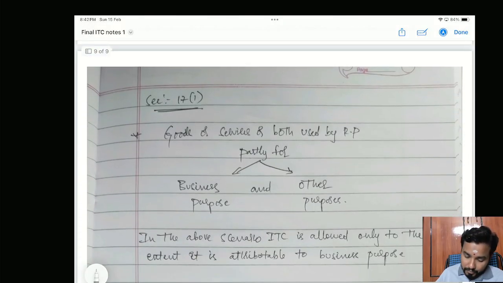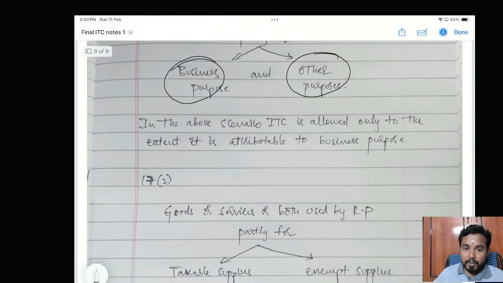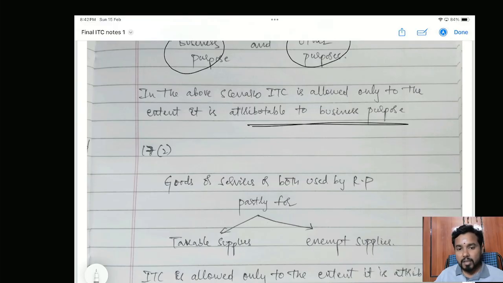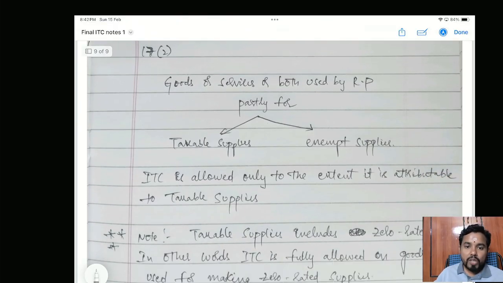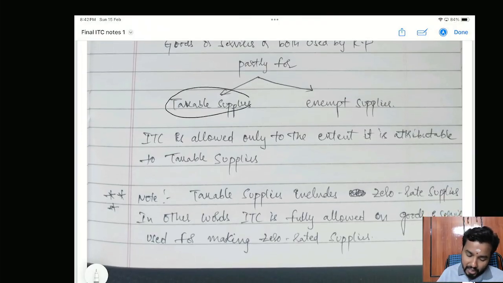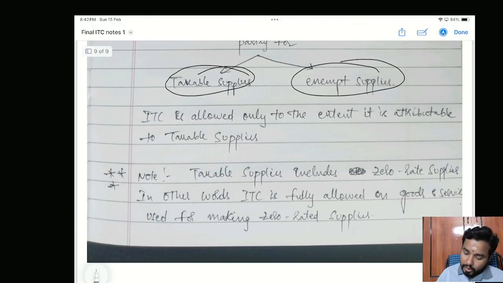Next one, section 17 subsection 1. Goods or services used by a registered person partly for business purposes and partly for other purposes: in this scenario, ITC is allowed only to the extent attributable to the business purpose. Next, goods or services used by the registered person partly for taxable and partly for exempt supply: ITC is allowed only to the extent attributable to the taxable supplies.